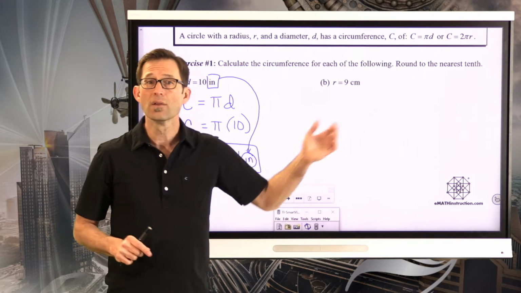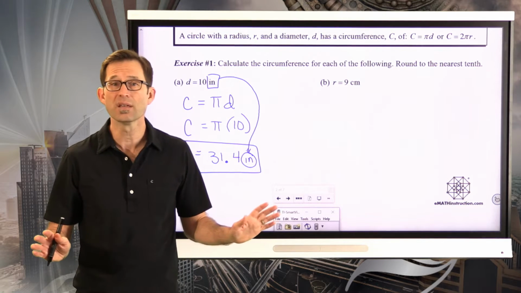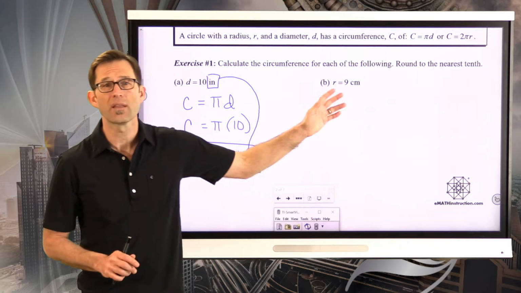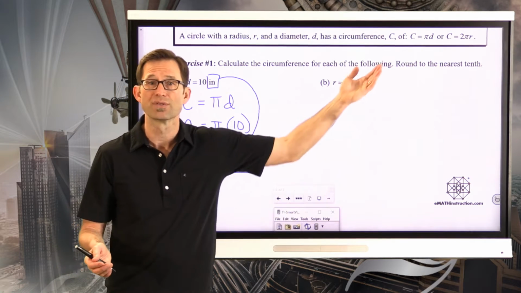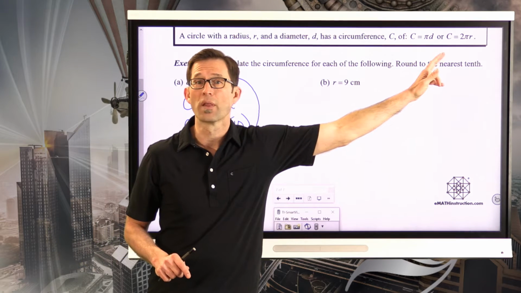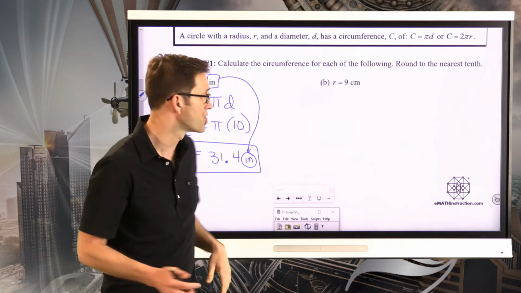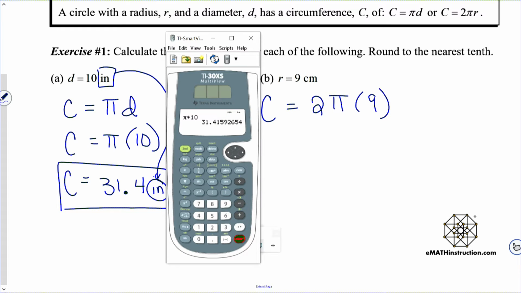All right, let's take a look though when we have a radius of 9 centimeters. That's easy enough. Again, there's nothing wrong with taking the 9 centimeters, multiplying it by 2, getting a diameter of 18 centimeters, and then doing what we just did. But you can also use the circumference formula that says do 2 times pi times the radius, in which case the circumference is 2 times pi times the radius. We could literally just put it right like that in our calculator if we wanted.